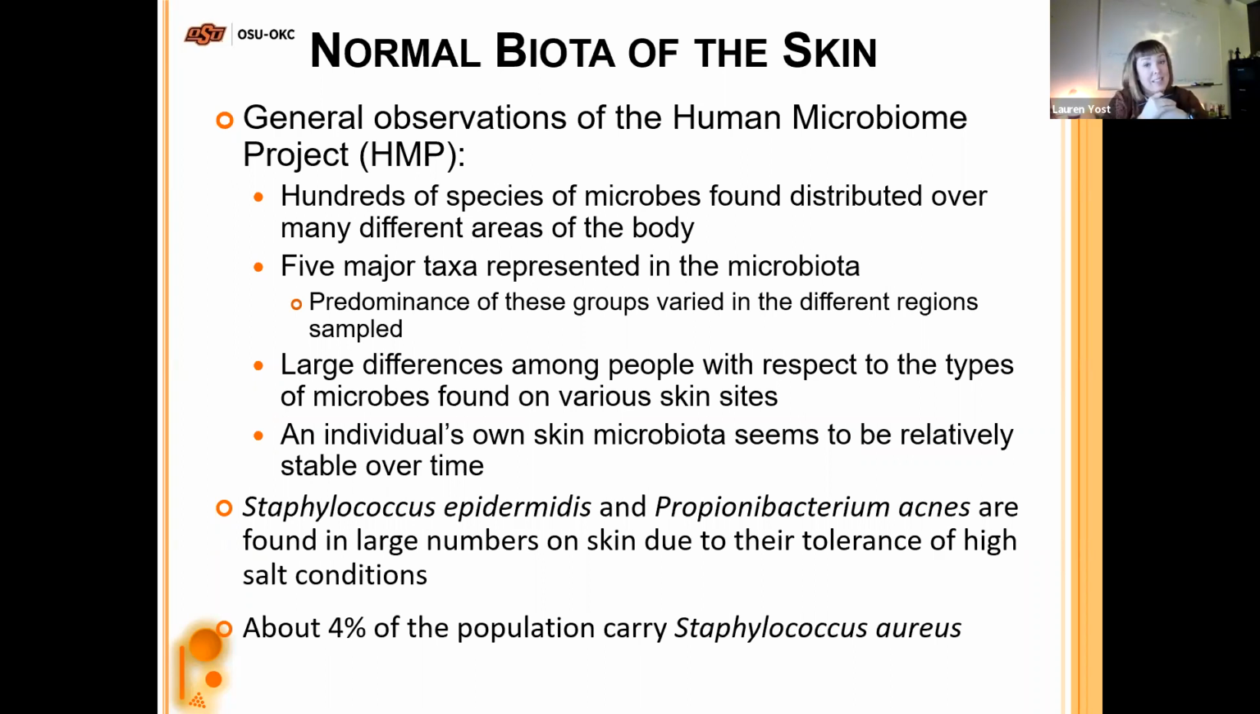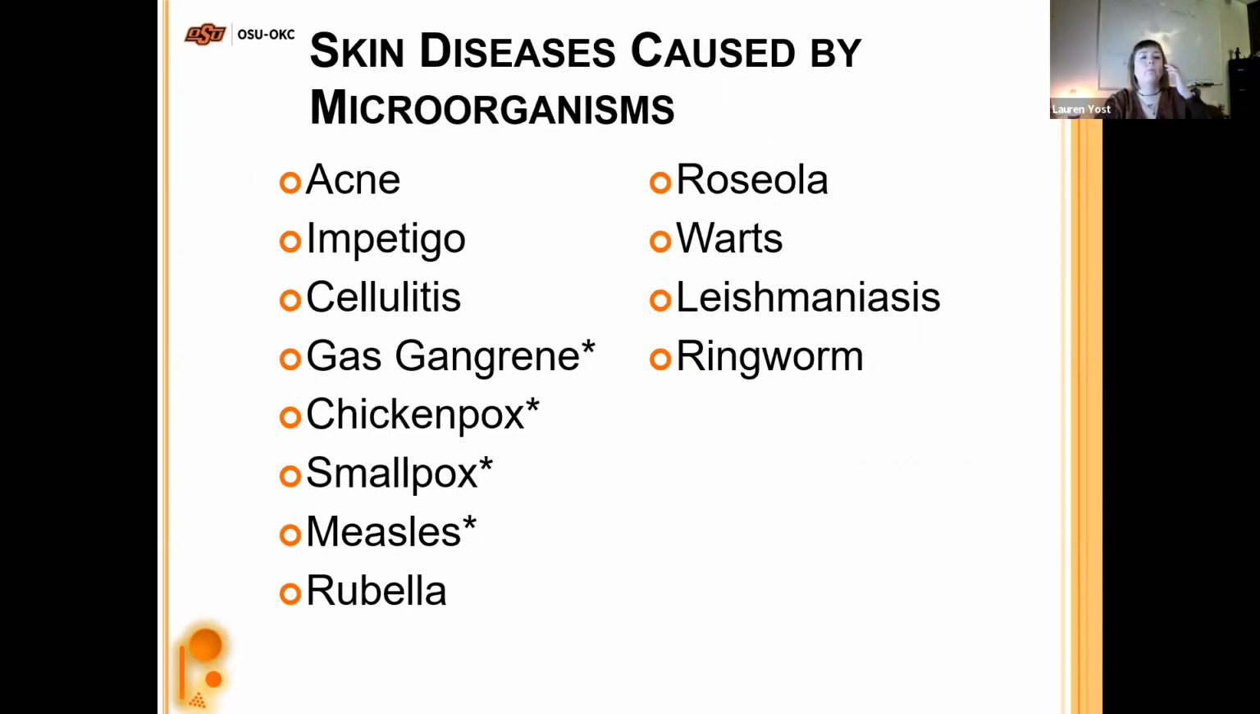Staphylococcus epidermidis and Propionibacterium acnes, P. acnes. So those are very common and they can live in high salt conditions. And like we had said before, about 4% of the population will carry Staph aureus, Staphylococcus aureus, that we talk about when we talk about staph infections. So here are some diseases that we're going to go through in this chapter that are caused by microorganisms.